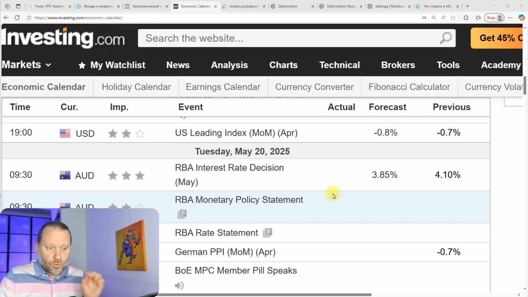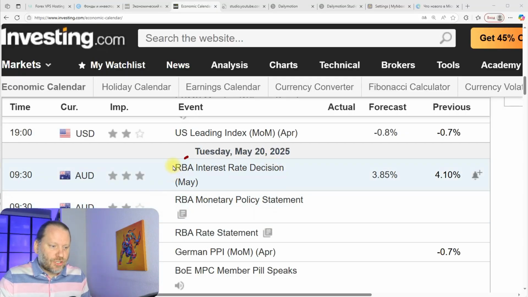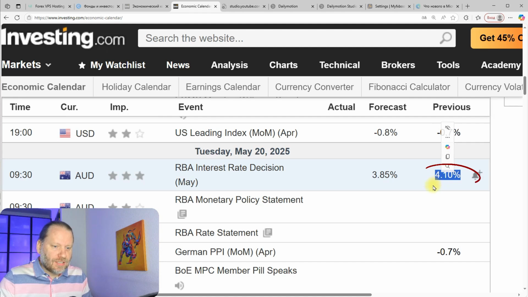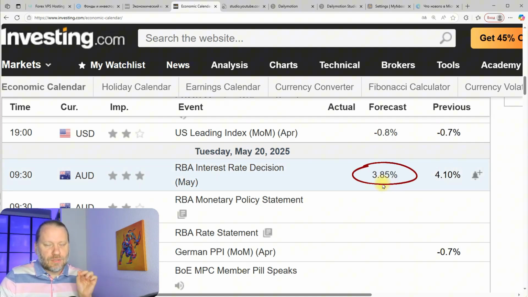Right now, let's look at the economic calendar. On Tuesday, May 20, there's going to be news: the interest rate decision from the Central Bank of Australia. The current rate reading is 4.10%, and it's projected to go down to 3.85%.